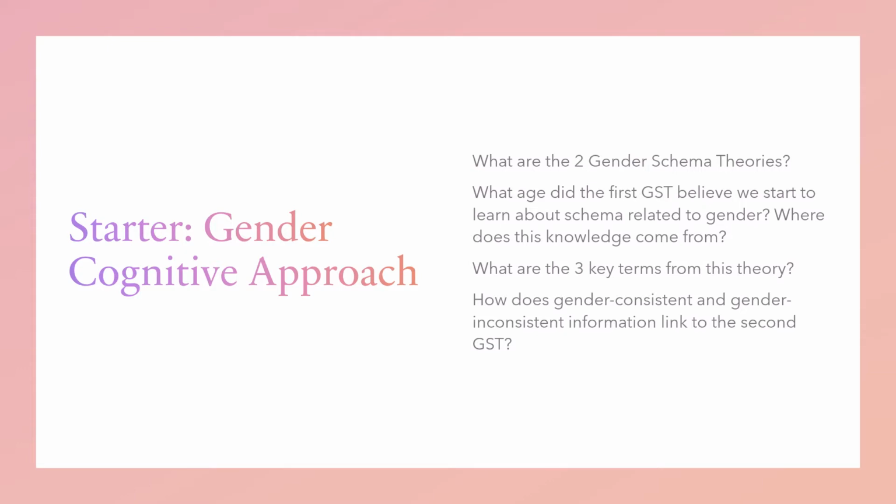Number 1 is, what are the 2 gender schema theories that we looked at last lesson? What age did the first gender schema theory believe we start to learn about schema related to gender? And where does this knowledge come from, according to the theory? Then what are the 3 key terms from this theory? And then we're looking at the second gender schema theory, and I want you to answer, how does gender consistent and gender inconsistent information link to this one?